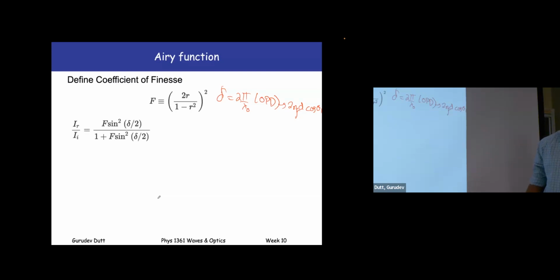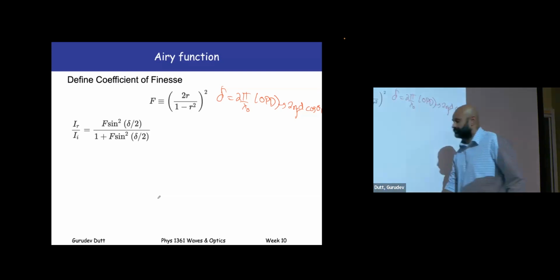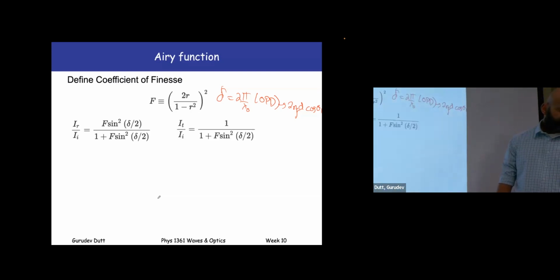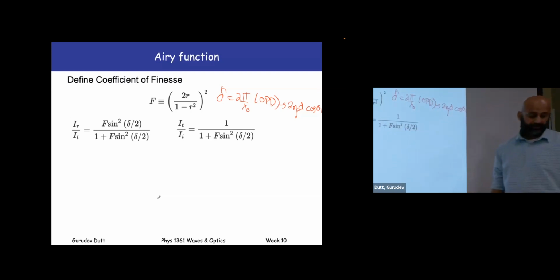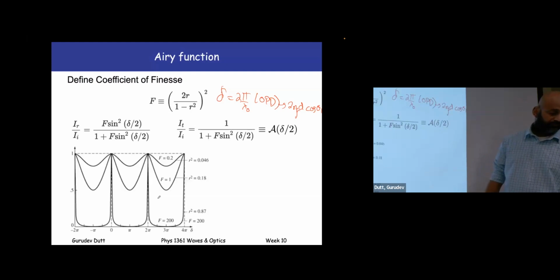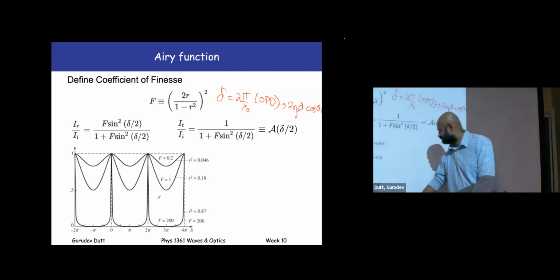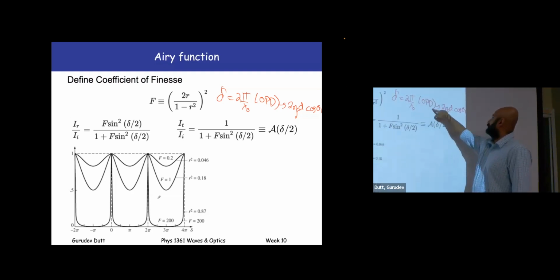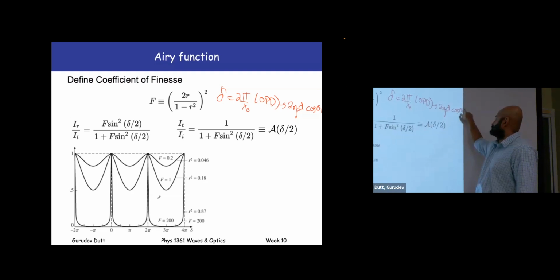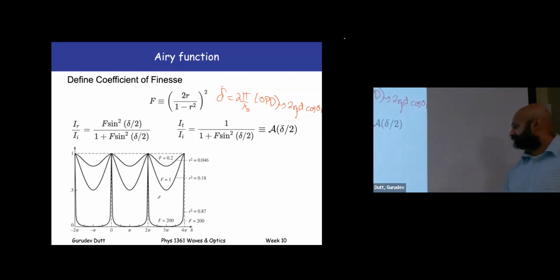The delta I've already written down. I'm just repeating it here. I get that the reflected intensity is f sine squared delta over 2 divided by 1 plus f sine squared delta over 2. And the transmitted intensity is just 1 divided by 1 plus f sine squared delta over 2. If I plotted that, it's called the Airy function. It's a famous function. And if I plot this as a function of delta, which remember is also dependent on lambda, the wavelength, and on the film thickness and the refractive index and the angle. Okay, so those are the factors in there.